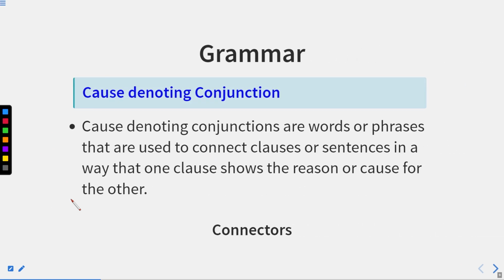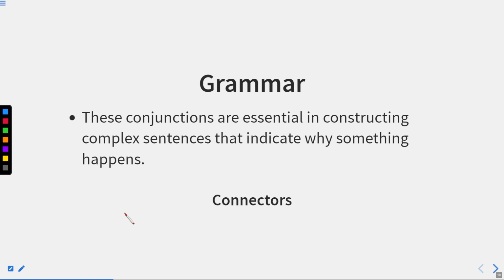Now we'll discuss cause denoting conjunctions first. Cause denoting conjunctions are words or phrases that are used to connect clauses or sentences in a way that one clause shows the reason or cause for the other. So this is how we join two sentences together to show cause and the result of that particular situation. Now let us discuss this with some examples. These conjunctions are essential in constructing complex sentences that indicate why something happens.